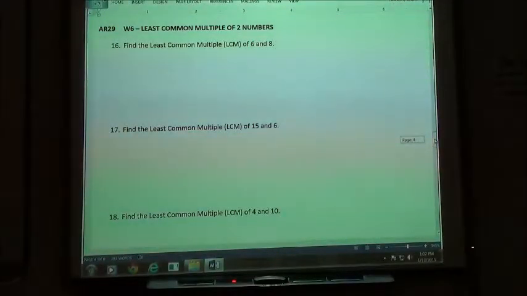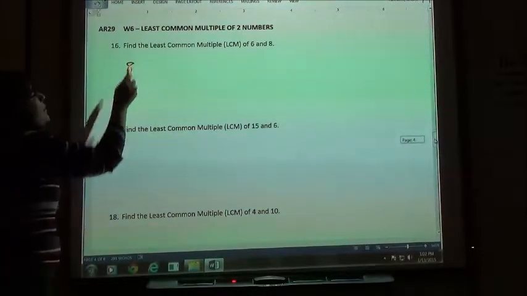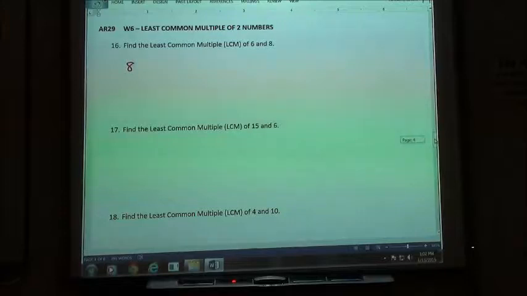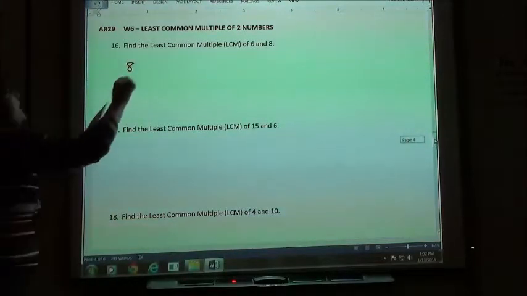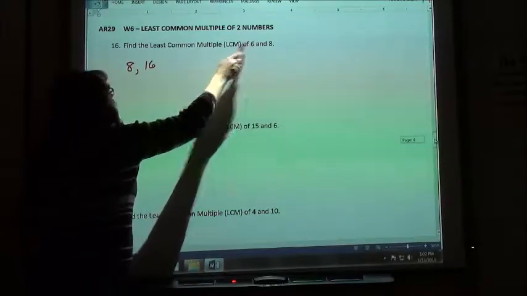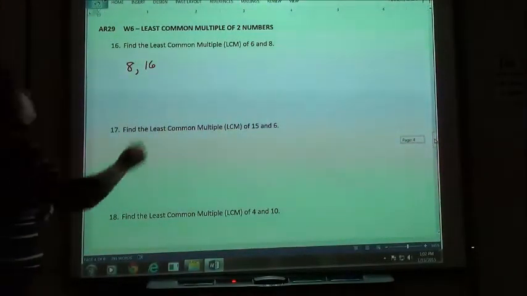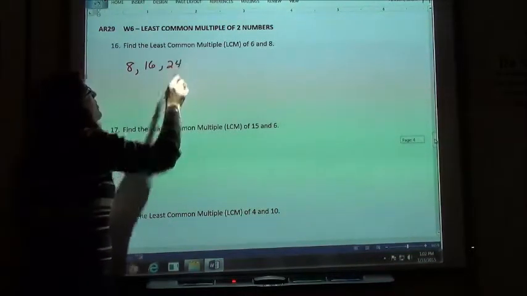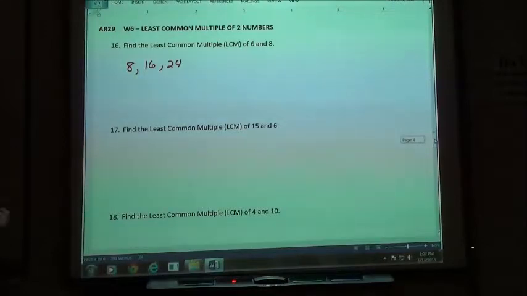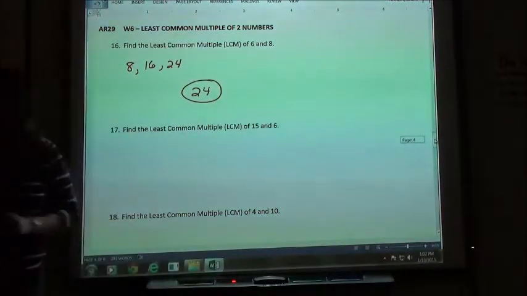A shortcut is to start with the multiples of your bigger number. I'm going to start with 8, and I'm going to say, okay, does 6 divide into 8? No, it doesn't, so they don't have a common multiple. So then I do 8 times 2. 8 times 2 is 16. Does 6 divide into 16 evenly? Nope. So I do 8 times 3. 8 times 3 is 24. Does 6 divide into 24 evenly? Yes, it does. So 24 is your least common multiple.